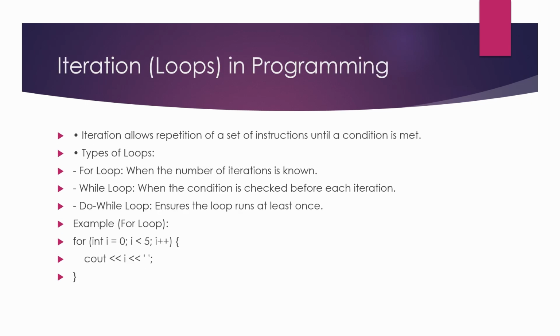Now let's look at iteration or loops. Iteration allows us to repeat a set of instructions until a certain condition is met. This is useful when we don't know the exact number of times an action needs to be performed. There are several types of loops in programming. The for loop is typically used when the number of iterations is known. The while loop checks the condition before every iteration. Finally, the do while loop ensures that the code is executed at least once before checking the condition. All of these help in repeating actions efficiently.